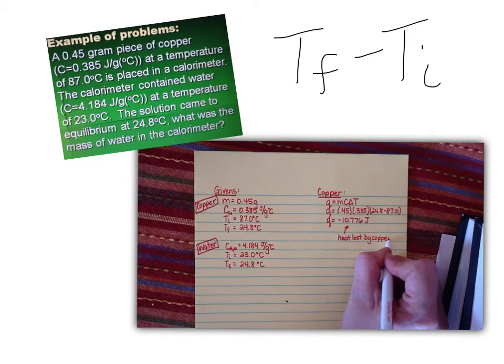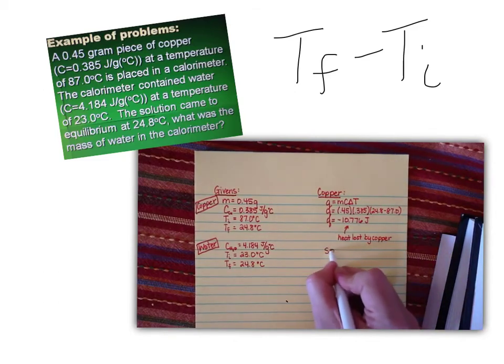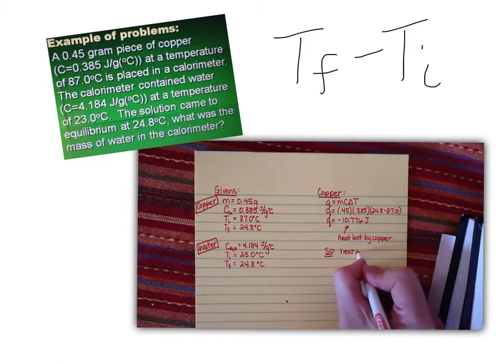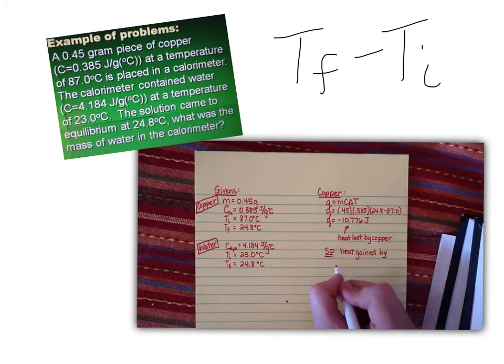Now take a second and think about this. If I have an insulated container and copper lost 10.776 joules of energy, then how much energy did the water gain? If you said that same number but positive, you are absolutely right. So heat lost by copper was negative 10.776, so that means the heat gained by the water must be positive 10.776. Of course, joules.